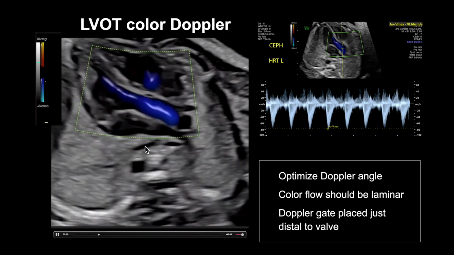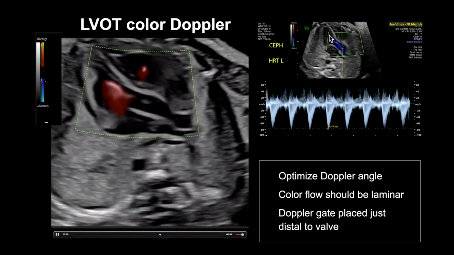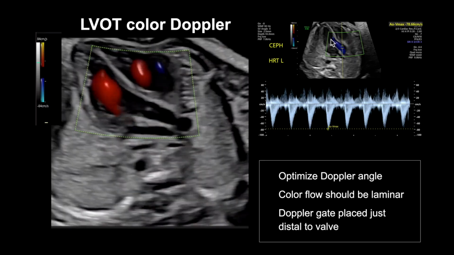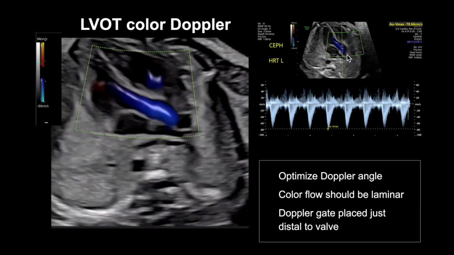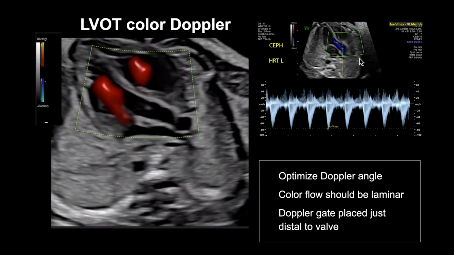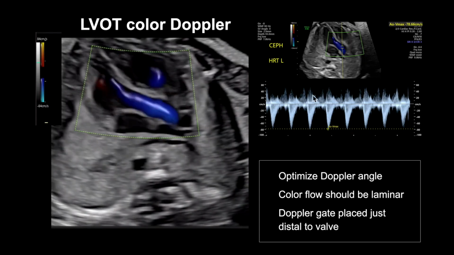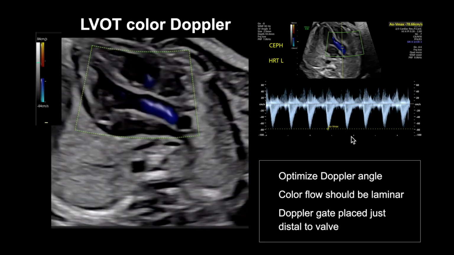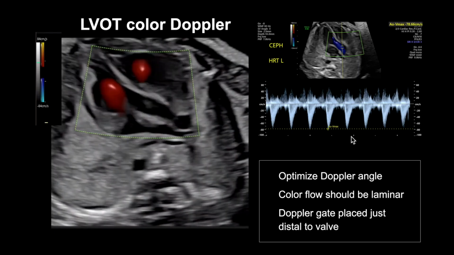And when I Doppler it, you can see in my image up here, I've come at a little bit more of an apical inclination to try and optimize my Doppler angle. But I'm placing that Doppler gate just distal to the valve in order to obtain my waveform and measuring peak systolic velocity.